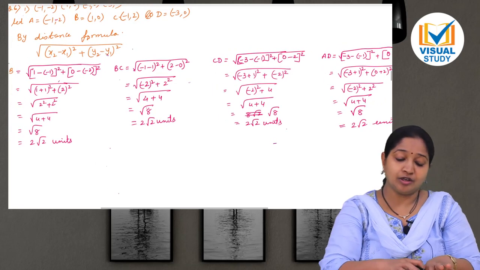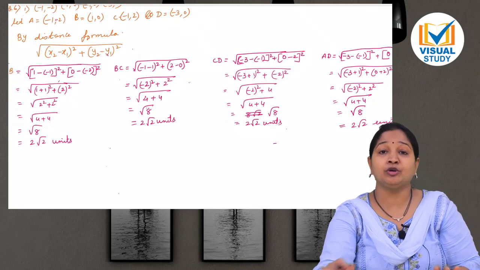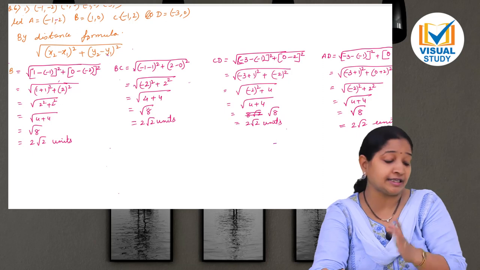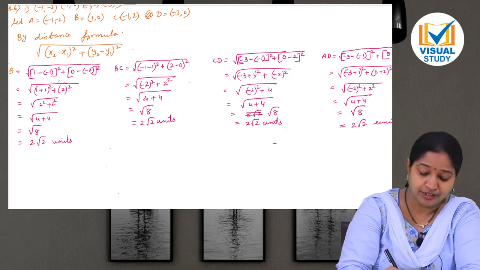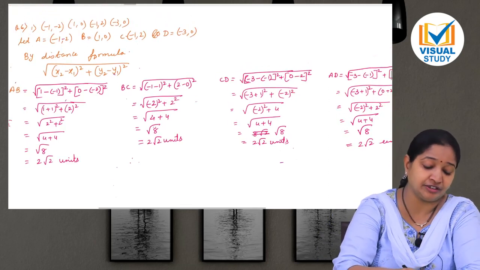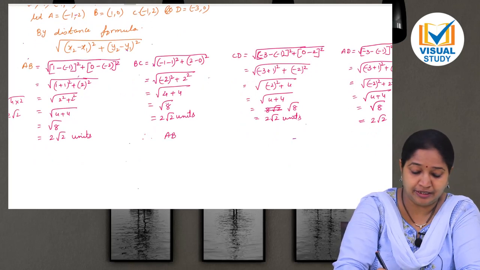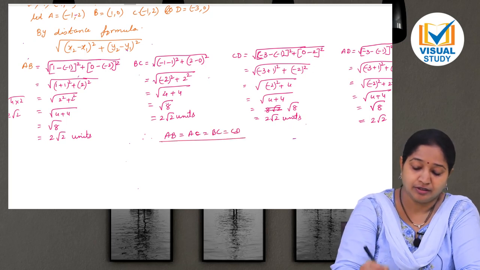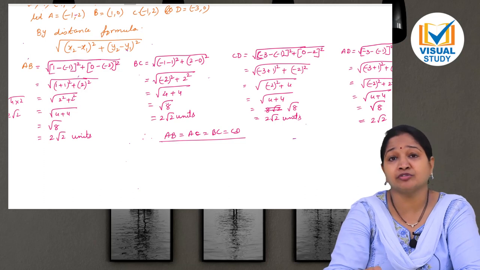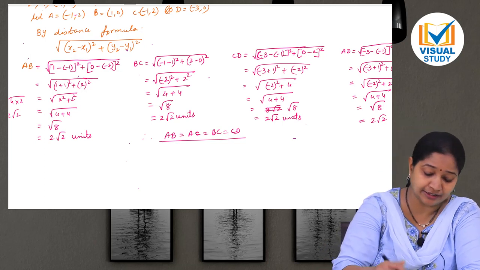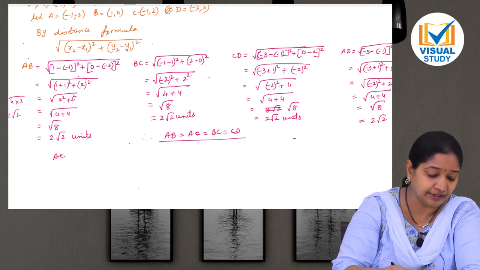Now, from this we can see all the sides are same. Because by the distance formula, the sides are same. Therefore, again as we have done in the last sum, that is the fifth one, AB is equal to BC equal to CD equal to AD. So this is a square by seeing it. But we have to prove the diagonals also. So, what are the diagonals here? That is AC and BD.